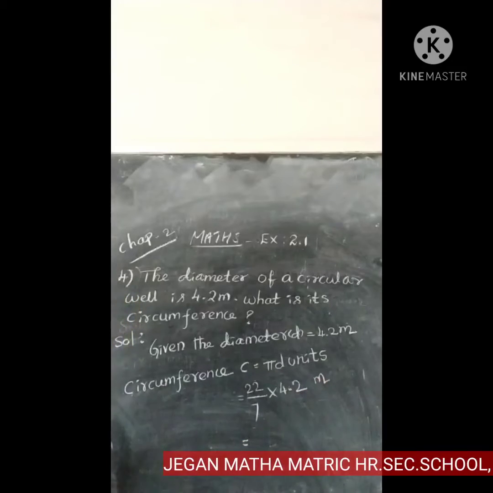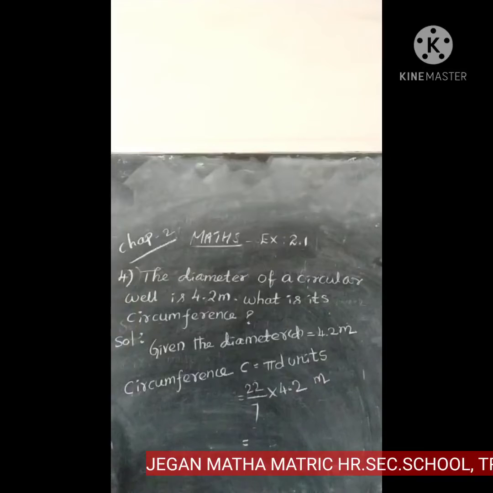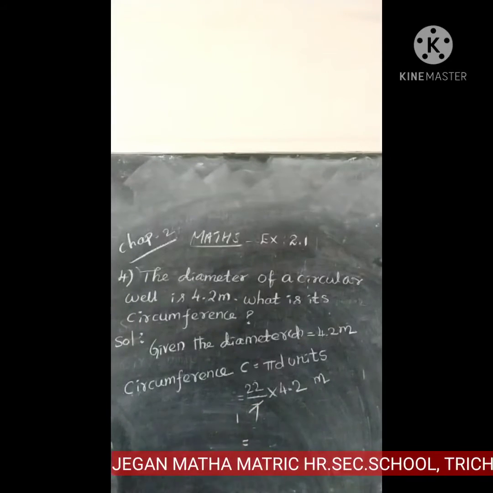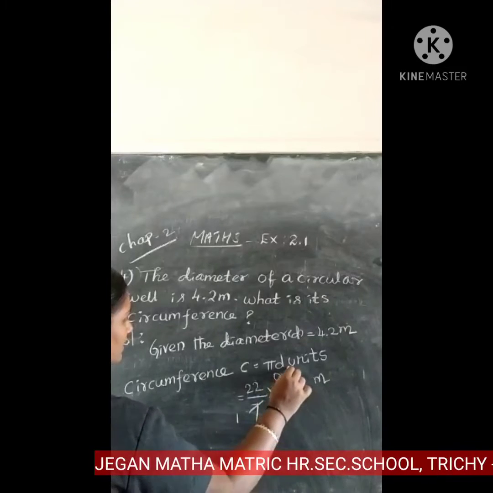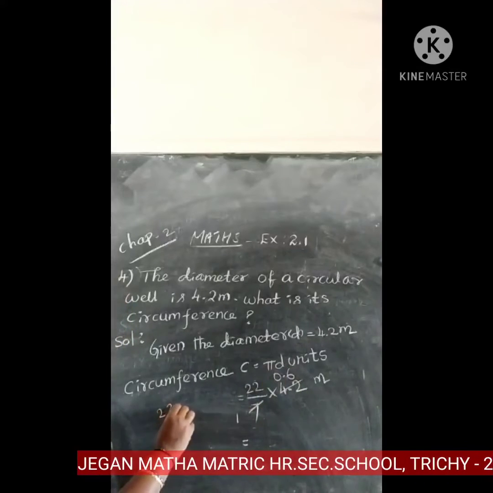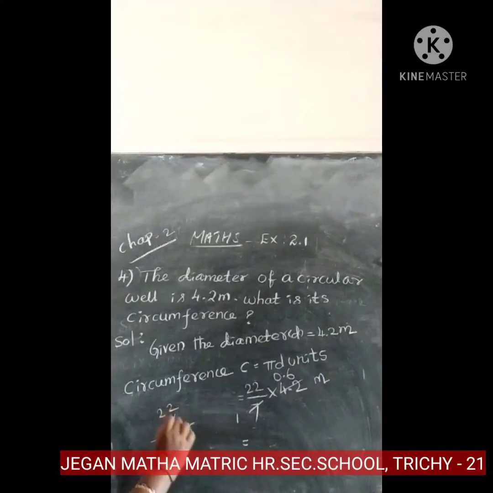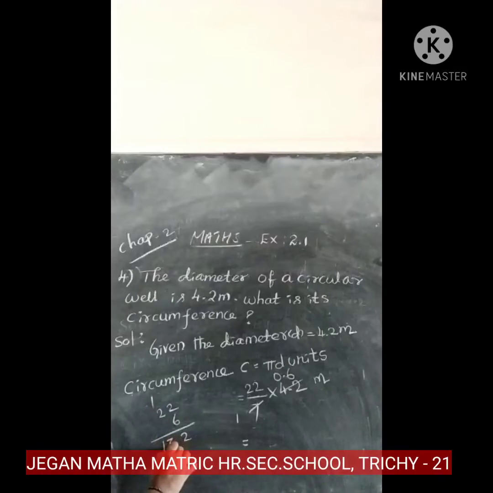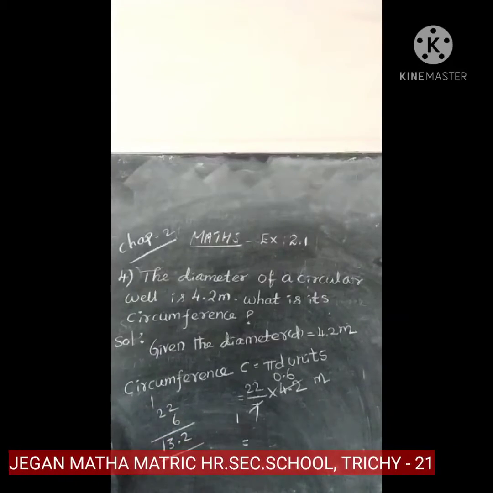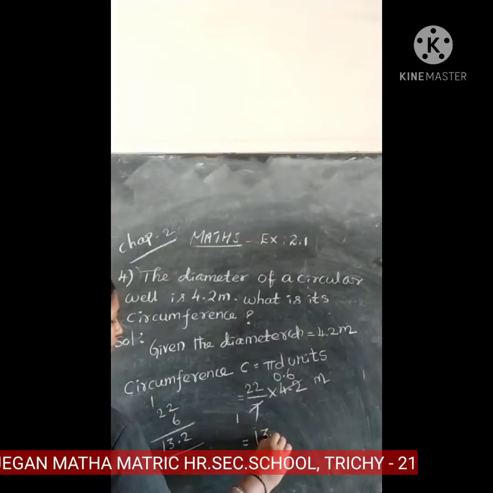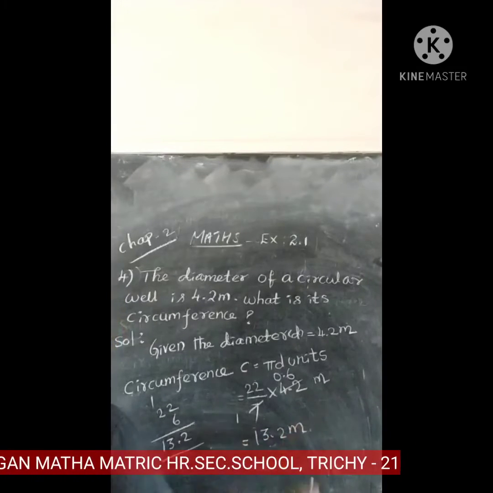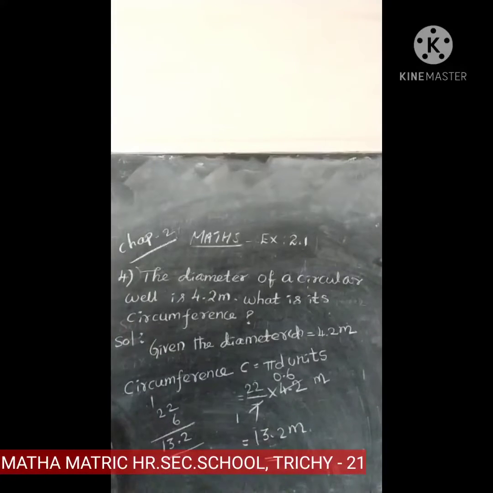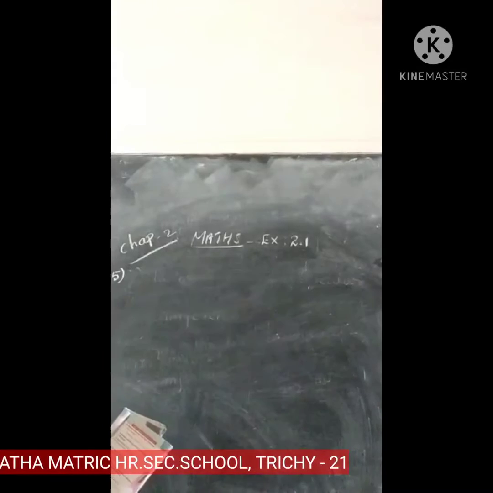So 22 multiplied with 4.2 divided by 7. We have 1 7s are 7, 6 7s are 42. So here 0.6. So 22 multiplied with 6, we have 6 2s are 12, remainder 1, 6 2s are 12, 12 plus 1, 13. Put the decimal point, we have 13.2. So 13.2 meter. So the circumference of the well is equal to 13.2 meter. So this is the solution for the fourth one.